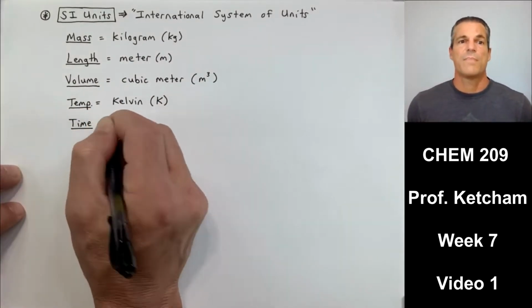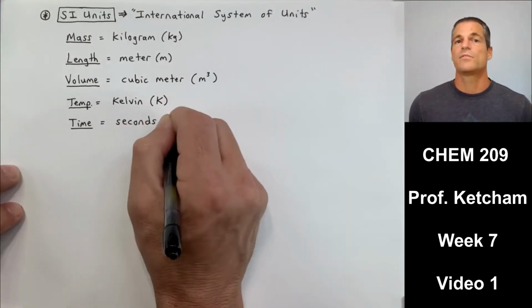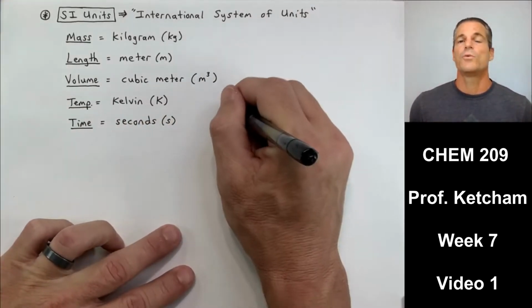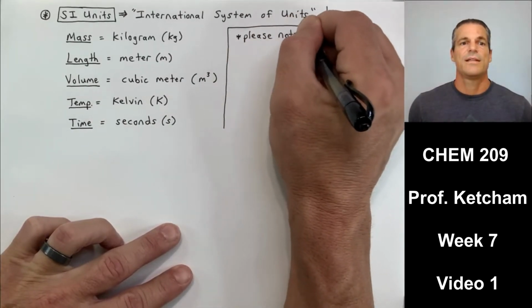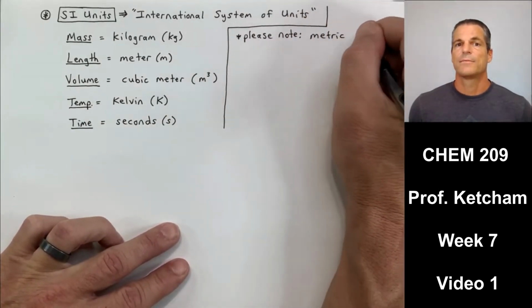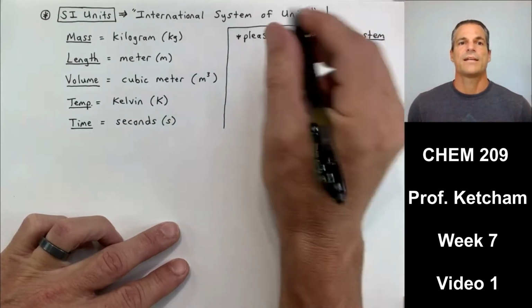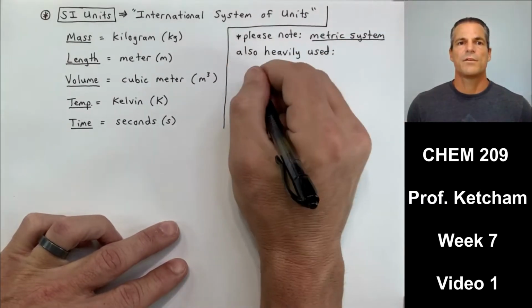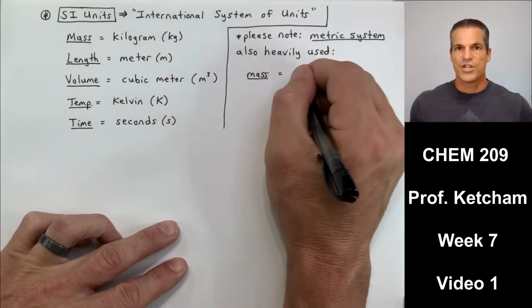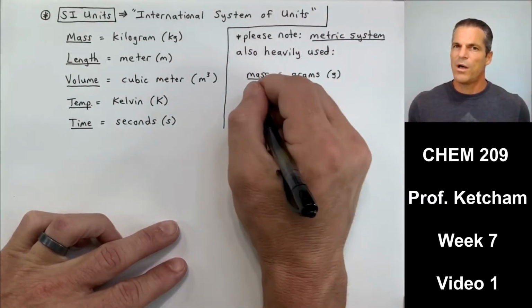And here they are. Mass, kilogram. Length, we use the meter. Volume, we use the cubic meter. Temperature, we use something called kelvins. And then time is seconds. So look at that. Mass, kilogram, length, meters, volume, cubic meters. Those first three look like giant units, something you might not want in chemistry.